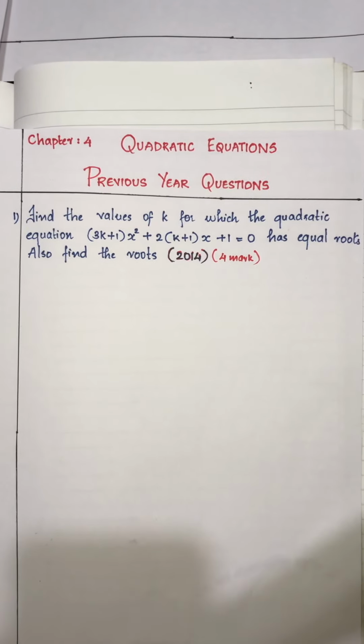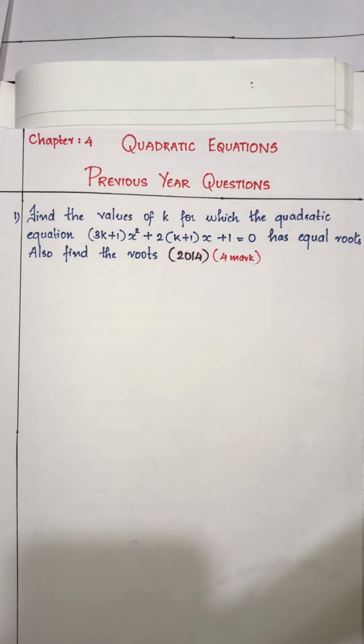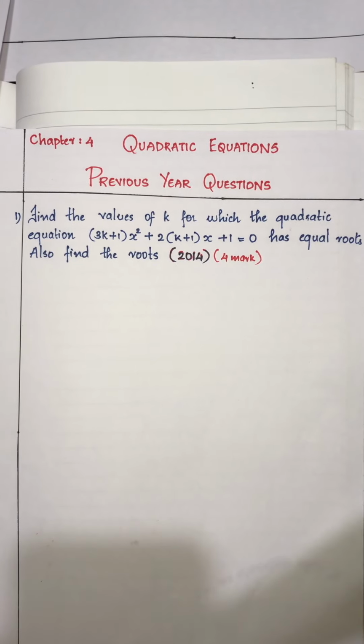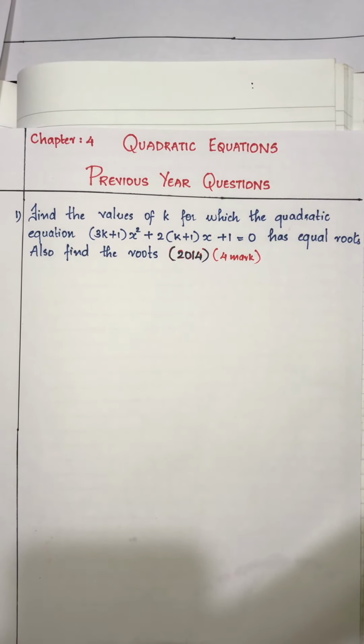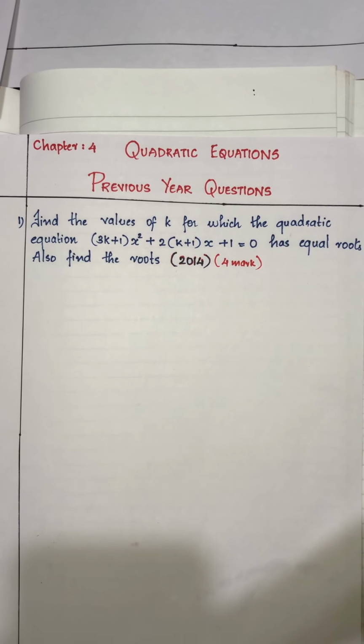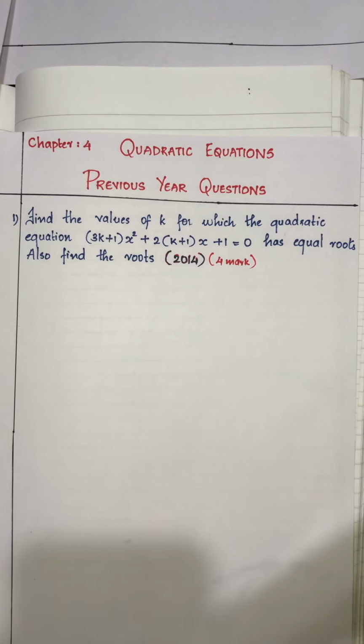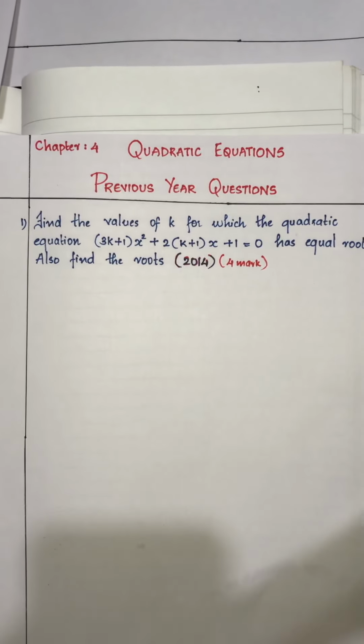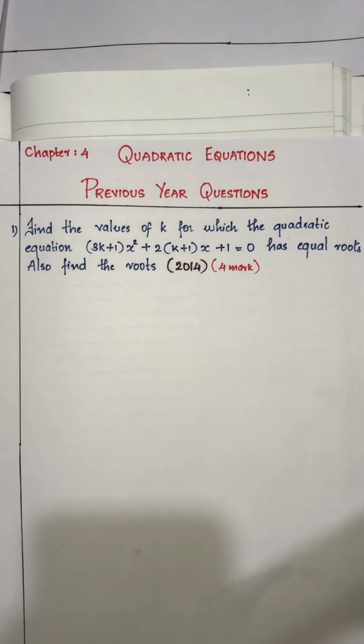Question: Find the values of k for which the quadratic equation (3k + 1)x² + 2(k + 1)x + 1 = 0 has equal roots. Also find the roots. This is a 2014 question. In this question, we will find the value of k and the roots.